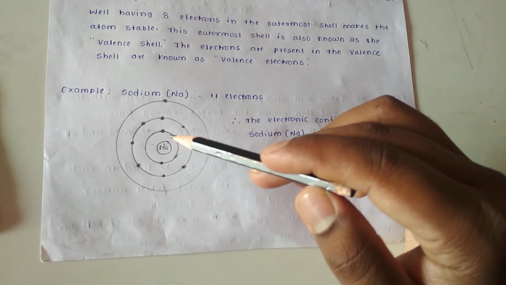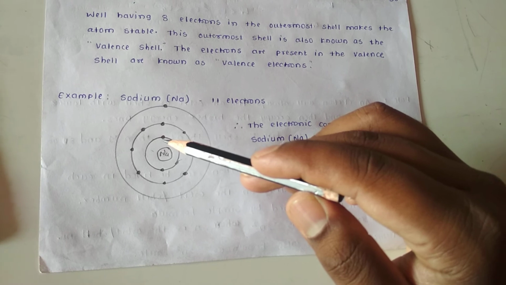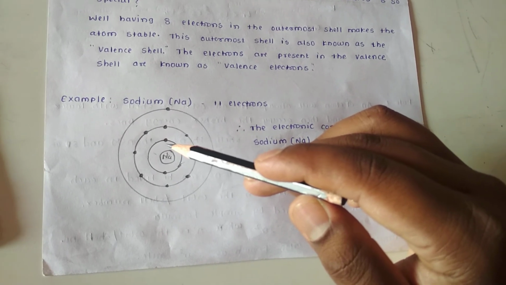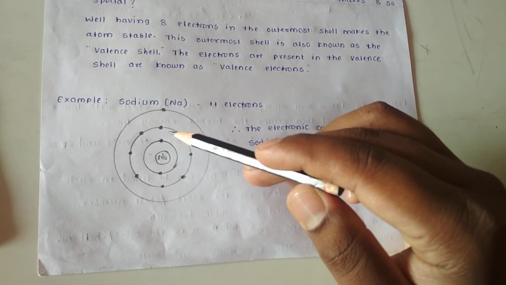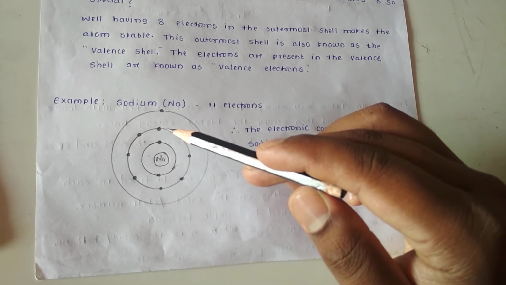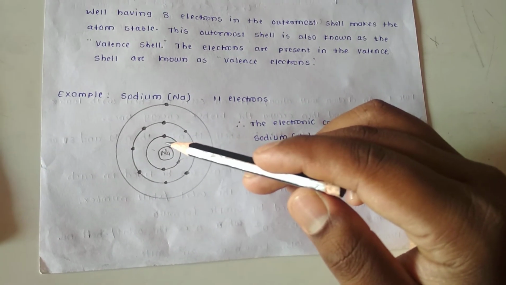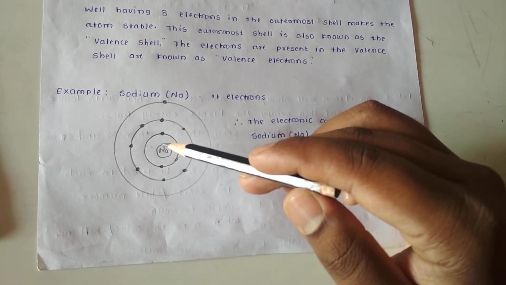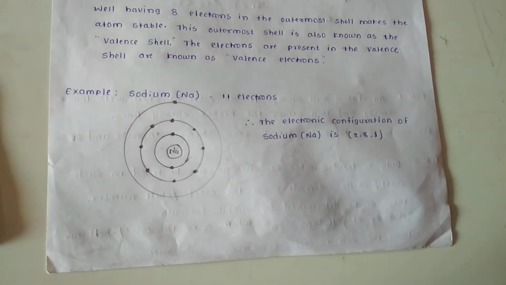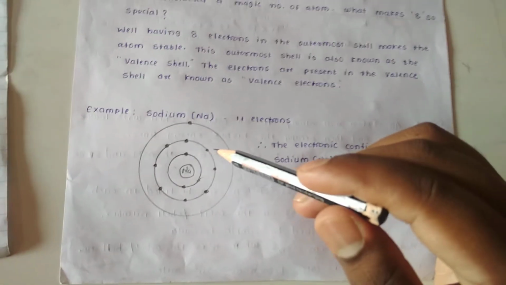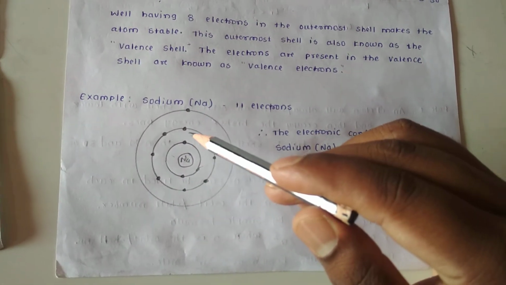The K shell accommodates only 2 electrons. So in the first shell there are 2 electrons out of 11. Hence the second rule is also being followed: the K shell can hold only a fixed number of electrons, that is 2. Now we have a balance of 9 electrons remaining.